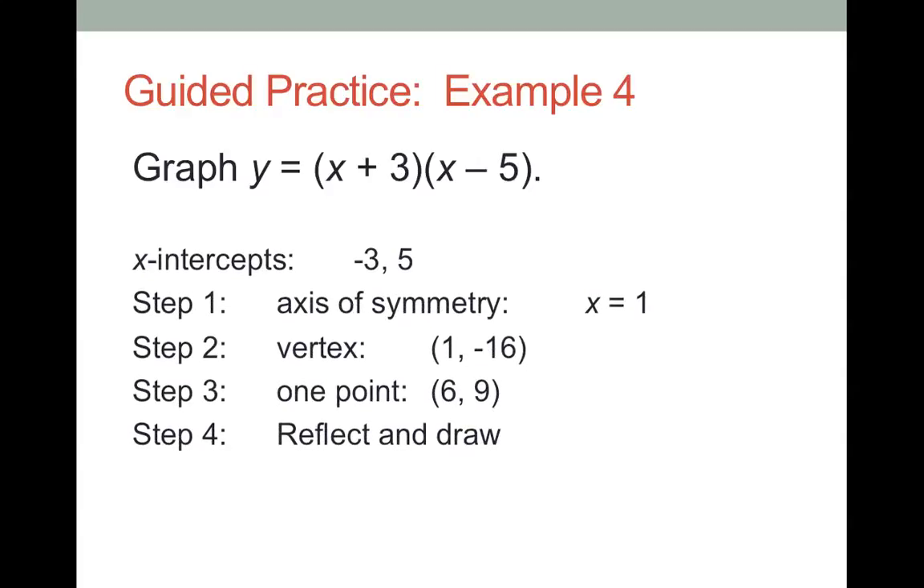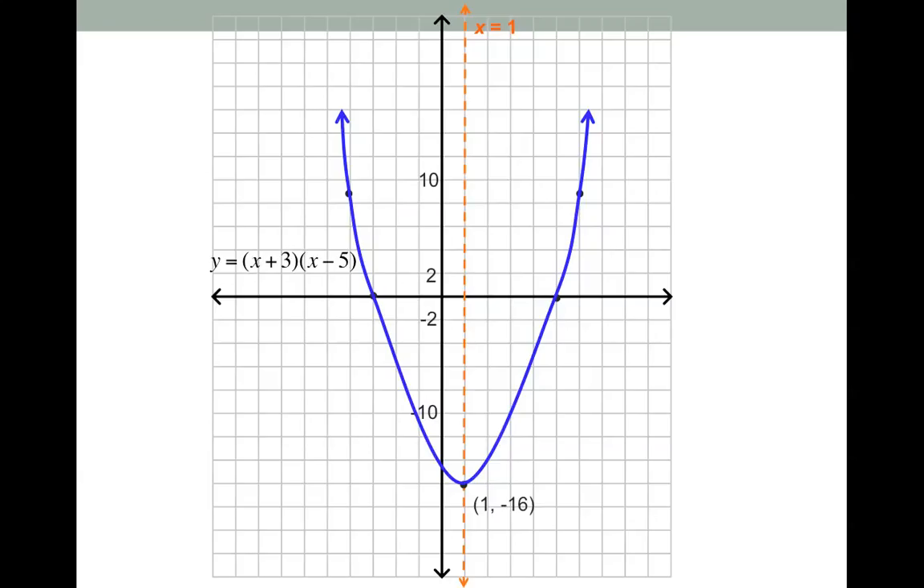Alright, so based on the equation, we have x-intercepts at -3 and +5. We can establish the axis of symmetry at x equal to 1. That means the vertex would be at 1, -16. We could draw a point somewhere like 6, 9, and then reflect that point when we draw our parabola. So because we have 16 as a y value, we may need to change our scale on y a little bit, because we need to make sure that our parabola fits the graph that we're given.